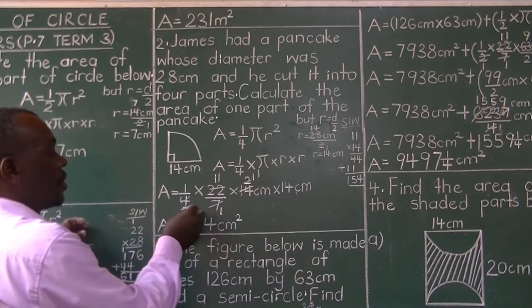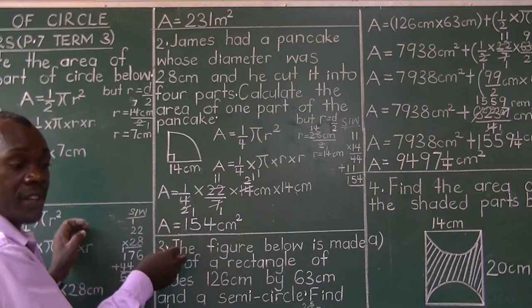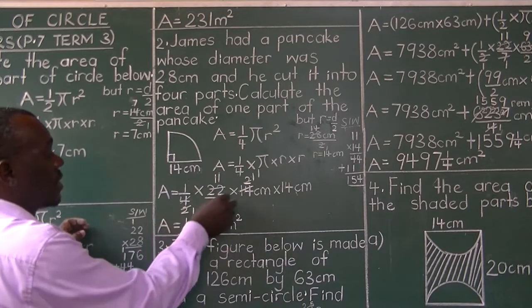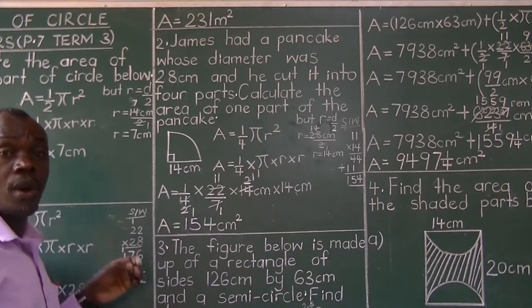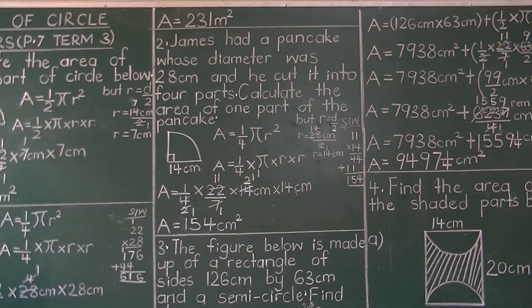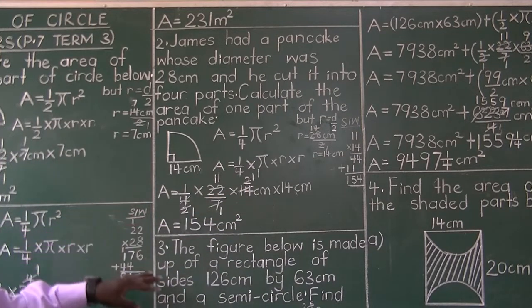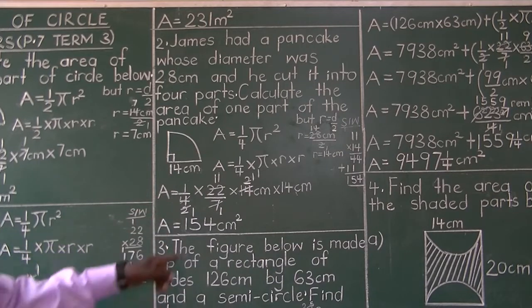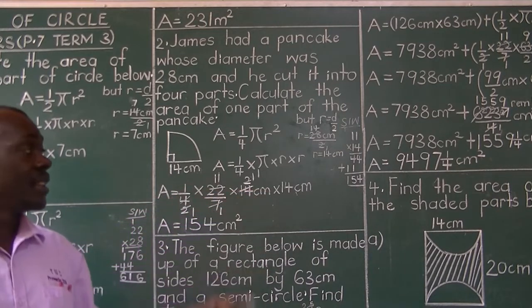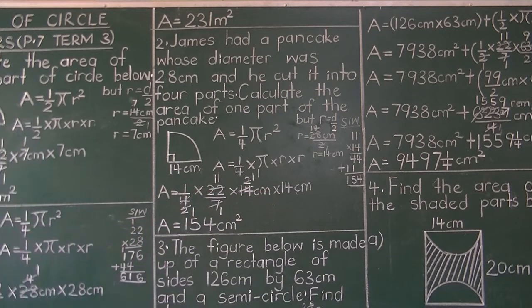So I've got a 2 and a 2, which are going to divide 2 divided by 2 once and 2 divided by 2 once. And in so doing, you will then continue multiplying. You have got 11 centimeters times 14 centimeters, which you must multiply in the vertical order.